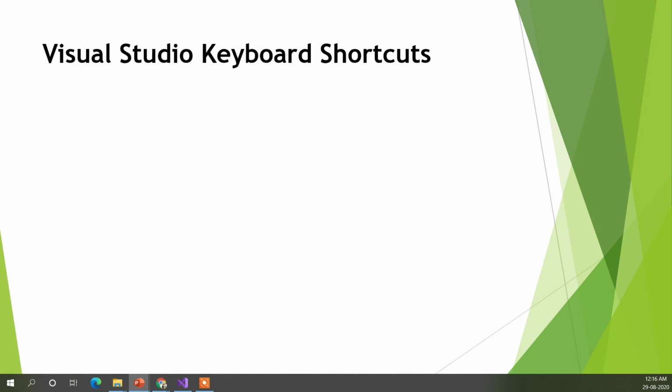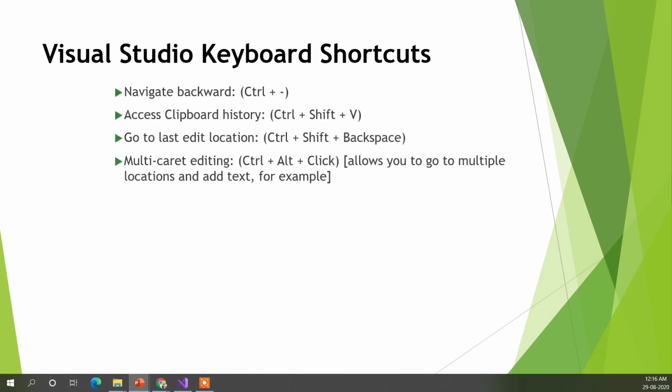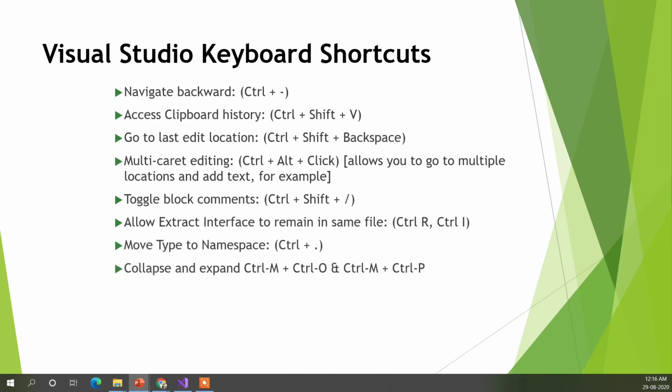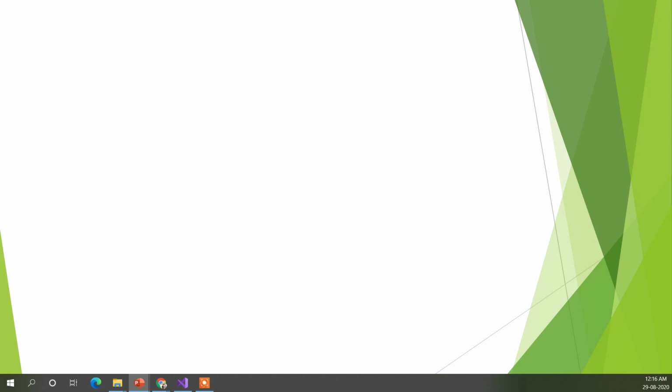Then we have Visual Studio keyboard shortcuts. We have navigate backward, access clipboard, last edit location, multi-caret editing, toggle block comments, extract interfaces, move type to namespaces, collapse and expand, surround block, adding keyboard shortcut custom keys. Then we have code snippets like for, class, properties, regions, if, else. And the last one is Visual Studio debugging stuff.